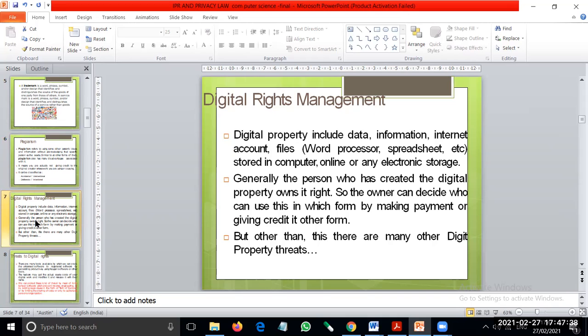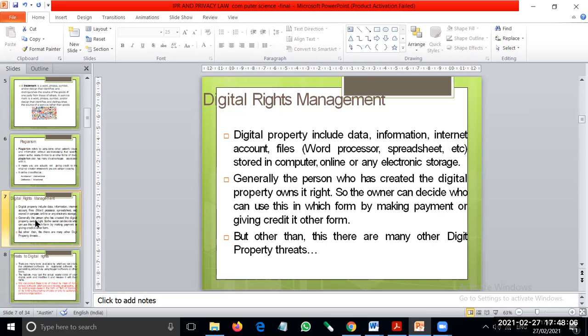Now, generally the person who has created the digital property owns its rights. So the owner can decide who can use this in the form of making payment or giving credit in other forms. Obviously, when you are a creator, you have digital property and you have digital rights. So you can decide who will use it. You are giving or authorizing the property.